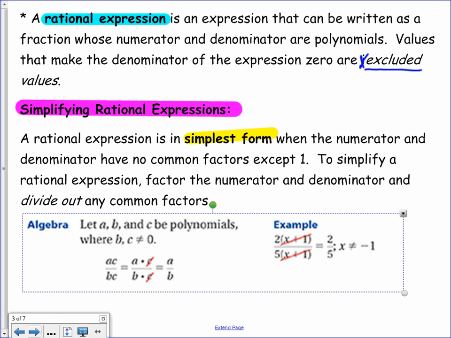Okay. Similarly, with an actual example, if we have 2 times the quantity x plus 1, and then divided by 5 times the quantity x plus 1, the x plus 1 in the numerator and denominator would divide out, cancel each other out, and we'd be left with 2/5. And we have to tell what the excluded value is, and in this case, of this example, x could not be -1, because then we would be taking in the denominator -1 plus 1 is 0, and 0 times 5 is 0, and remember, we can't ever divide by 0, that's undefined.